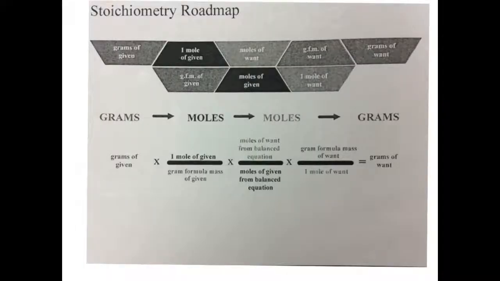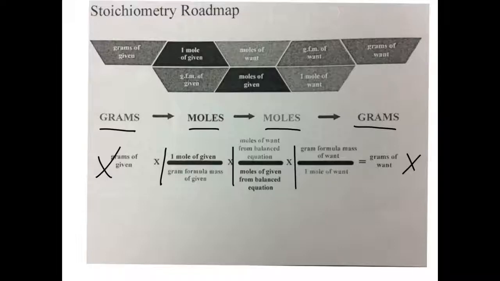Here's the roadmap. So we'll need to go from grams to moles to moles to grams, and so we'll start from here and end here. And we'll need to fill in the appropriate numbers from each of these. Where do you get the gram formula mass of aluminum chloride from?